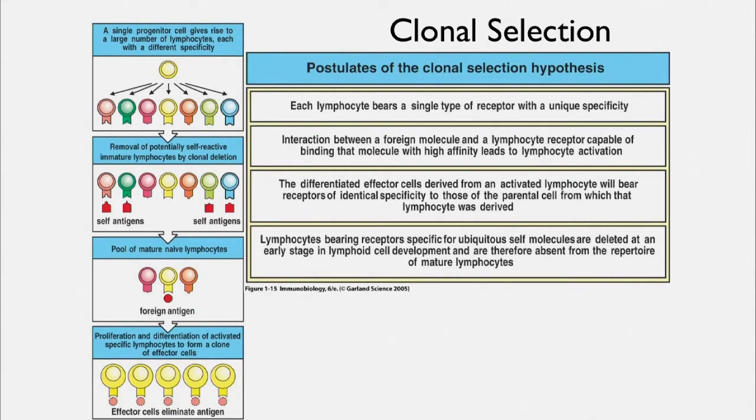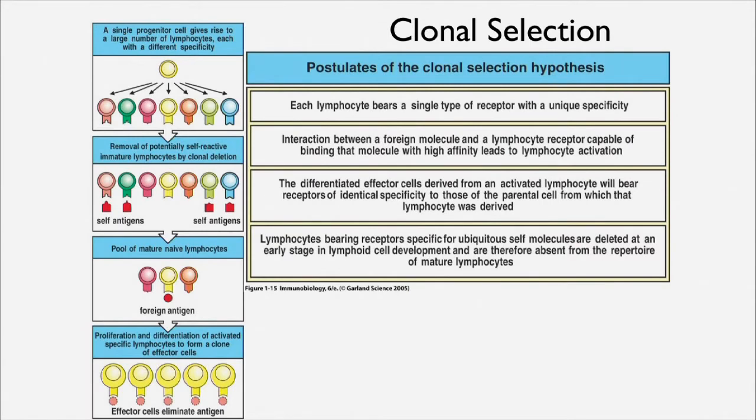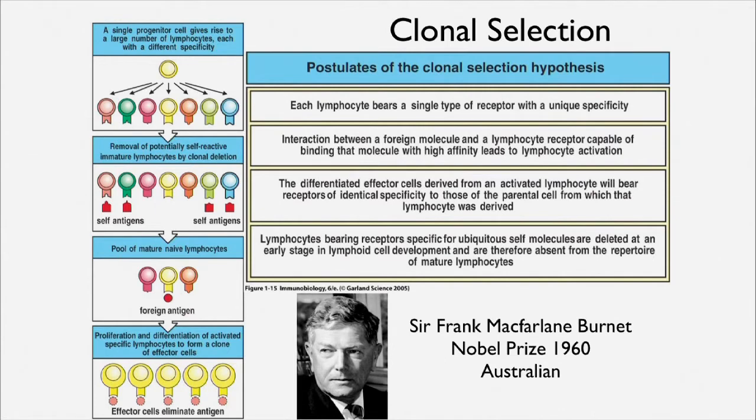Then a foreign antigen is presented, and a particular one, this one is yellow in this case, a particular lymphocyte lineage recognizes that foreign antigen and it multiplies. And then you have the vast industrial scale production of antibody to that particular antigen. The guy that came up with this idea was Sir Frank Macfarlane Burnet, and he got the Nobel Prize in 1960 for it, and he was an Australian.